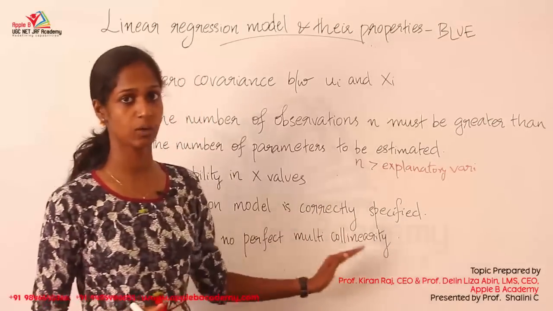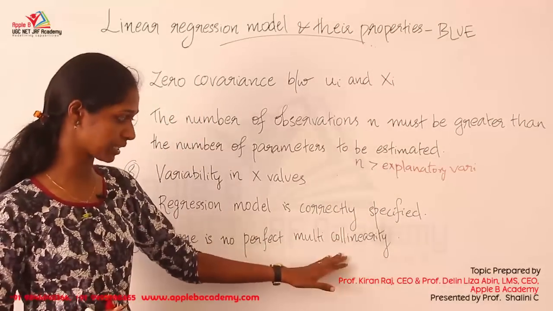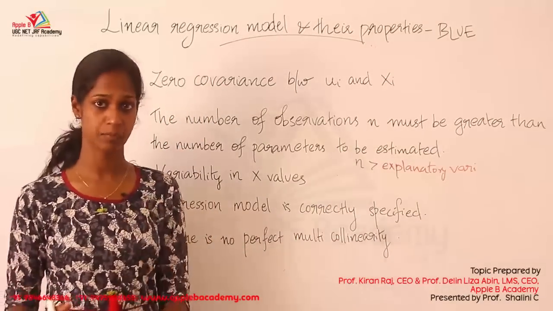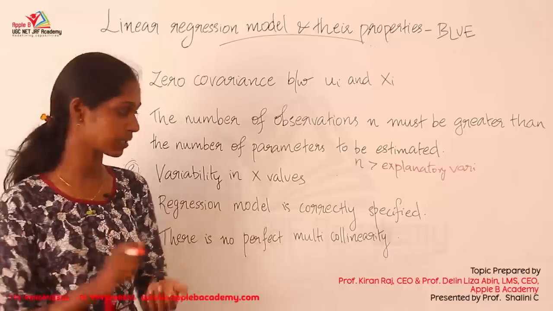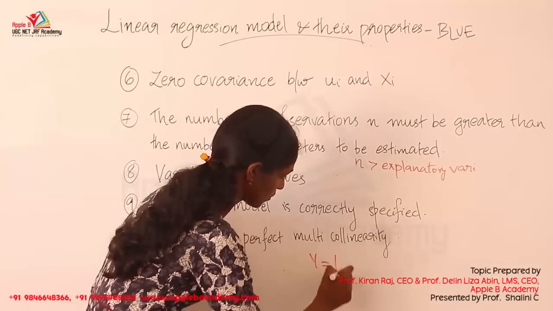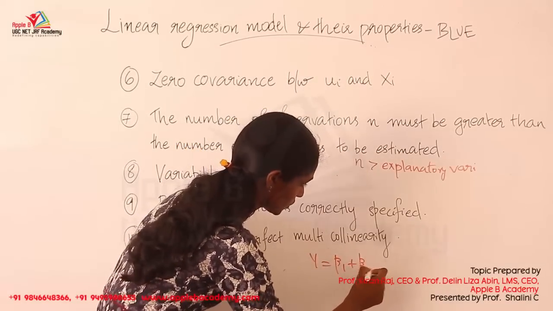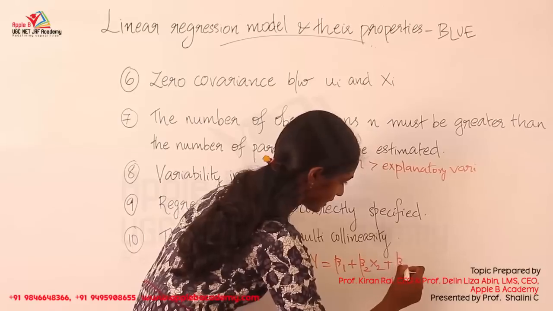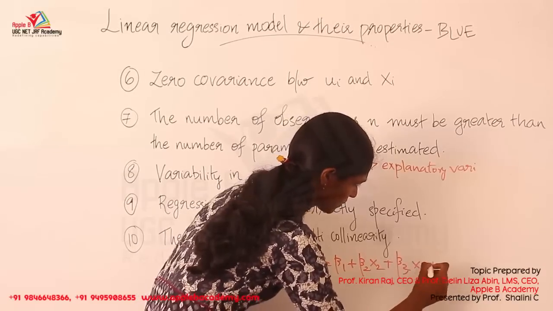What does multicollinearity mean? Multicollinearity is when there is a relationship or correlation between the explanatory variables within a model. So y is equal to beta 1 plus beta 2 x2 plus beta 3 x3 plus ui.